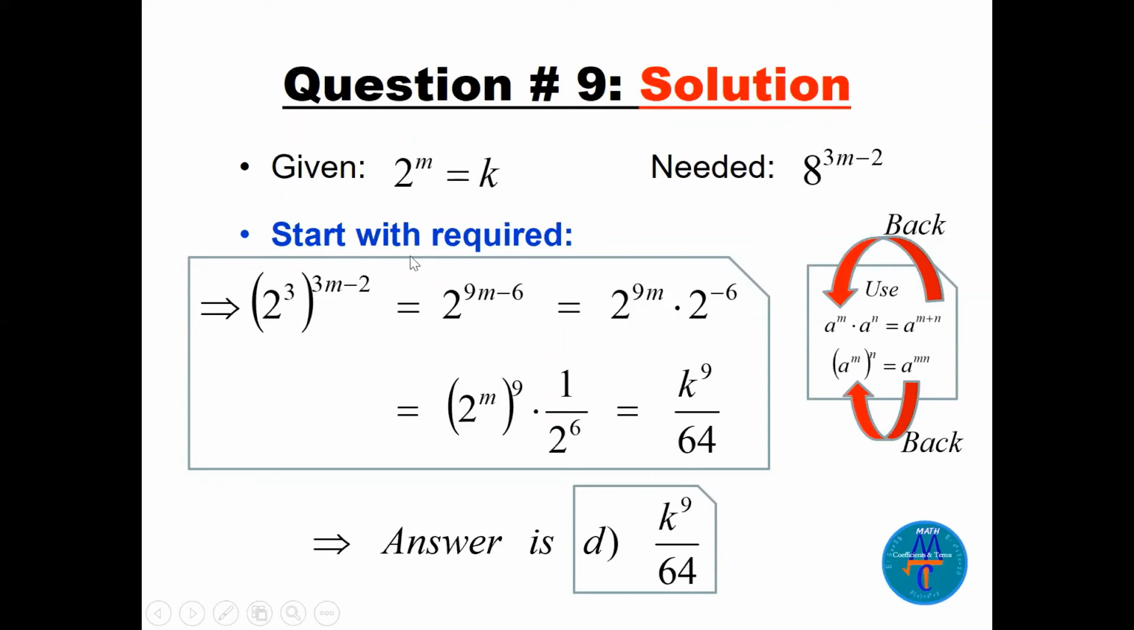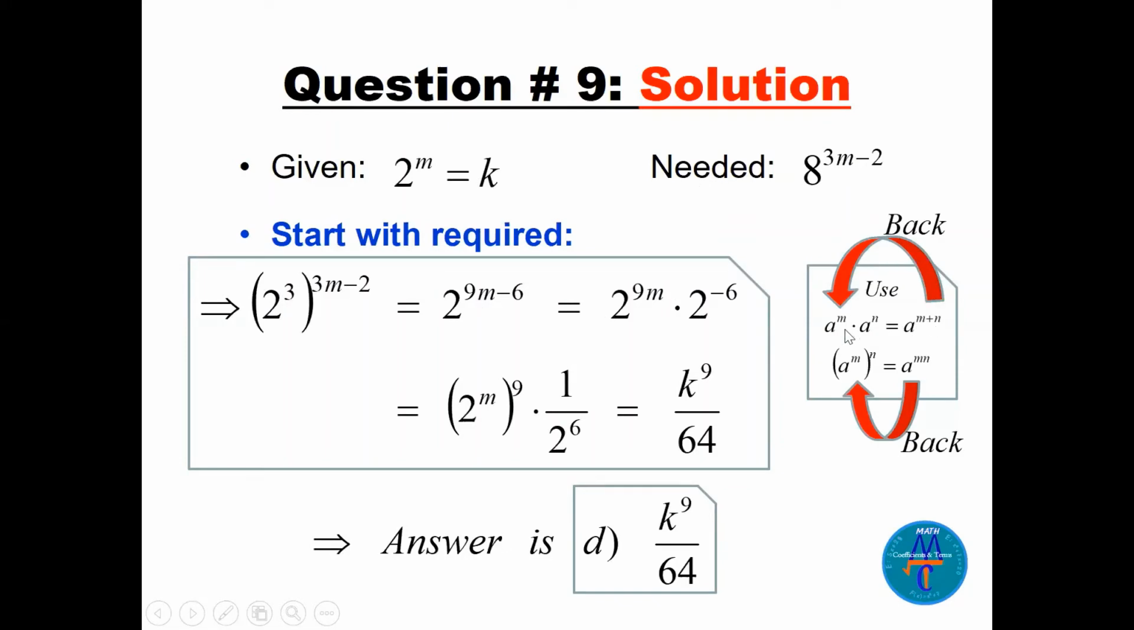I start with the required. The 8, I make it 2 cubed. 2 cubed, all to the power 3m minus 2. Multiply the powers. 3 times 3m is 9m, and 3 times 2 is 6, so 9m minus 6. Then you can go back. You see this formula here. I think everyone knows that. A to the power m times a to the power n: when you multiply the same base, you add the powers.